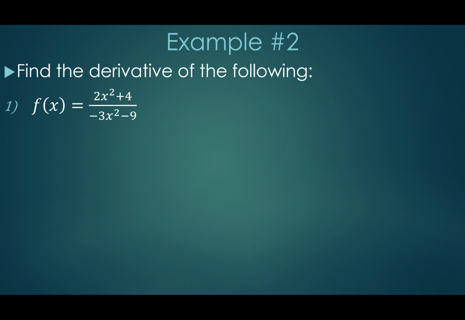So take a look at this one. We have f of x equals 2x squared plus 4, all divided by negative 3x squared minus 9. So again, quotient rule. The derivative of the top, 2x squared plus 4, is 4x, times our bottom function, negative 3x squared minus 9, minus our top function, 2x squared plus 4, times the derivative of the bottom, which is negative 6x, all divided by our bottom function squared. There's the calculus, there's the quotient rule applied.